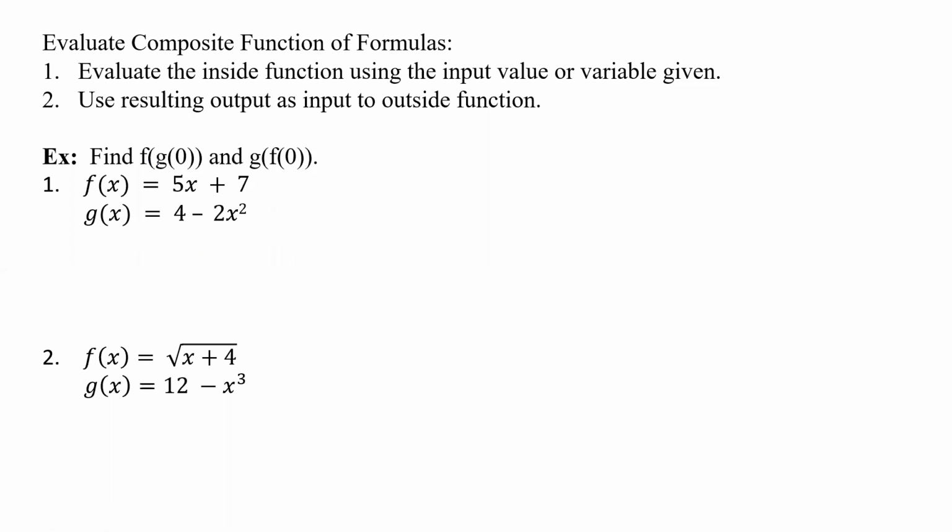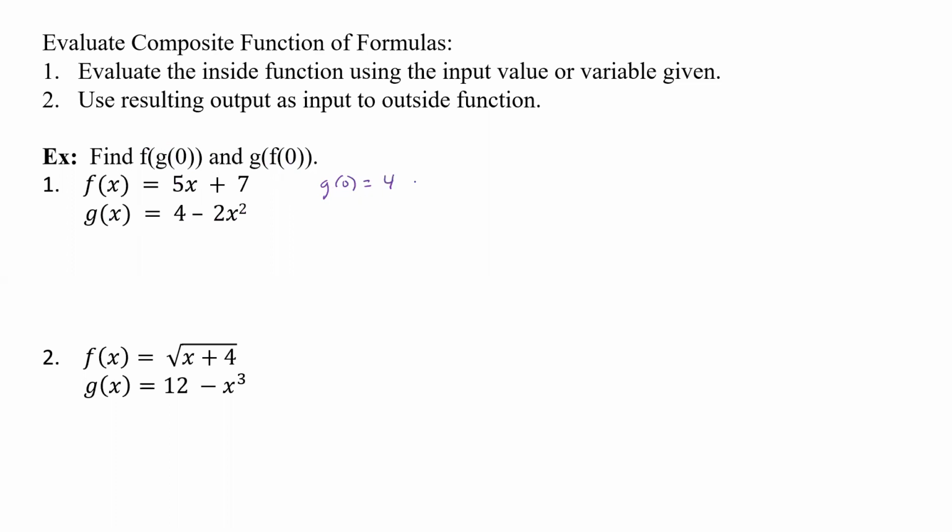So they want us to find f of g of 0 and g of f of 0. Basically we're plugging in 0 for g first, getting that, and then finding what f of that is. And then for the other one, we're going to plug in 0 for f, get that value, and then plug that into g. So let's first do the g of 0. Okay, so we're going to do the inside here. Well, g of 0, if we plug 0 in here, all we get is 4.